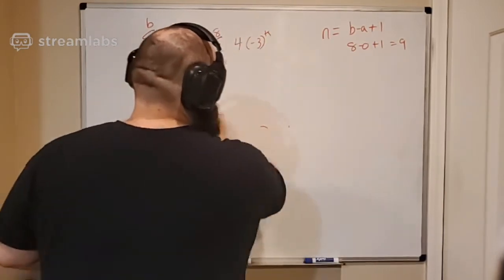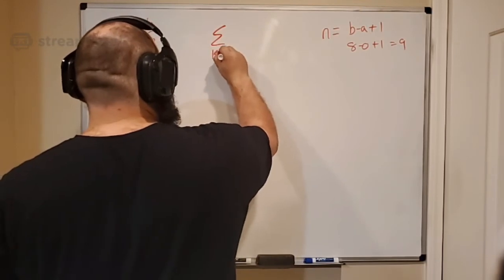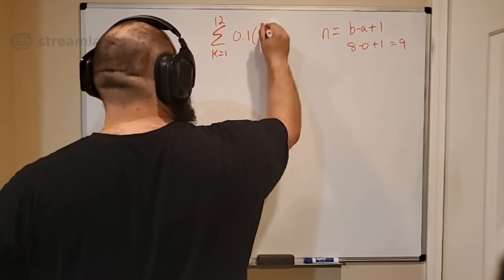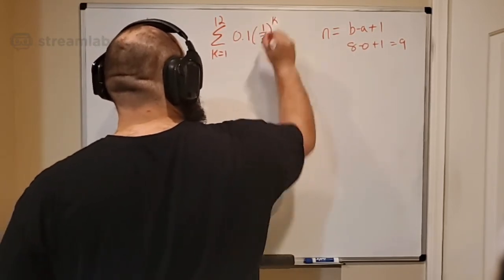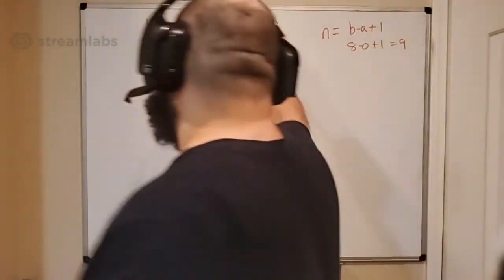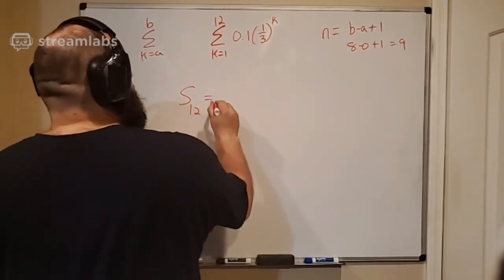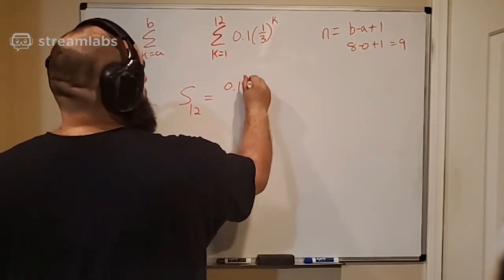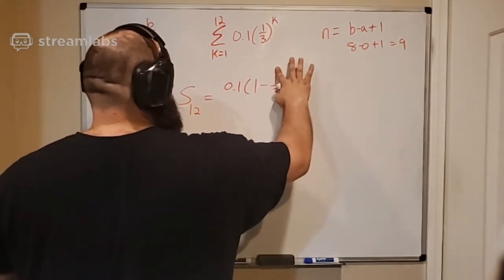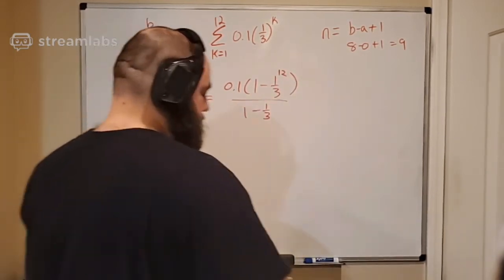For instance, things such as the sum from k equals 1 to 12 of 0.1 times one third to the k value. Most people are going to say, okay, cool, I got this. I don't need to do anything. My sum of 12, because 12 minus 1 plus 1 is 12, a sub 1, oh, that's 0.1. My ratio is 1/3, so it's 0.1 times 1 minus 1/3 to the n over 1 minus 1/3. I got my sum. I'm done. No problem.